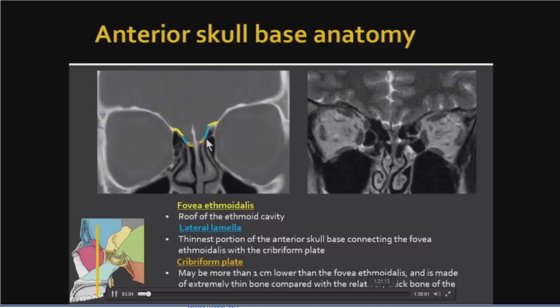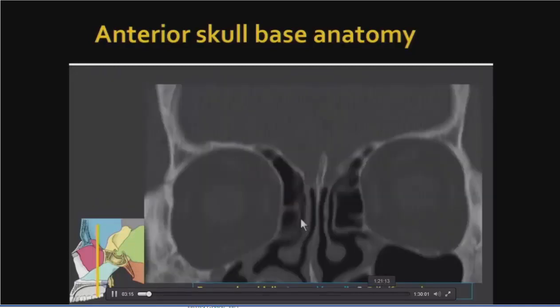So the cribriform plate essentially has a sieve-like appearance, which is why it's called cribriform. So a lot of the olfactory nerves communicate through the cribriform plate into the intracranial compartment. And this is another picture, a blown up picture showing the fovea ethmoidalis, the lateral lamella, and the cribriform plate.